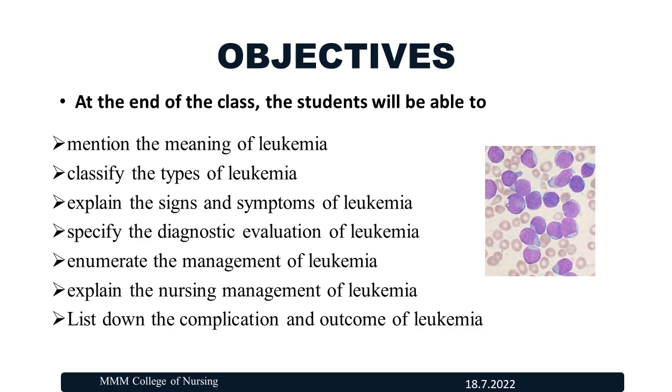What are the objectives of today's class? By the end of the class, the students will be able to mention the meaning of leukemia, classify the types of leukemia, explain the signs and symptoms of leukemia, specify the diagnostic evaluation of leukemia, enumerate the management of leukemia, explain the nursing management of leukemia, and list down the complications and outcome of leukemia.